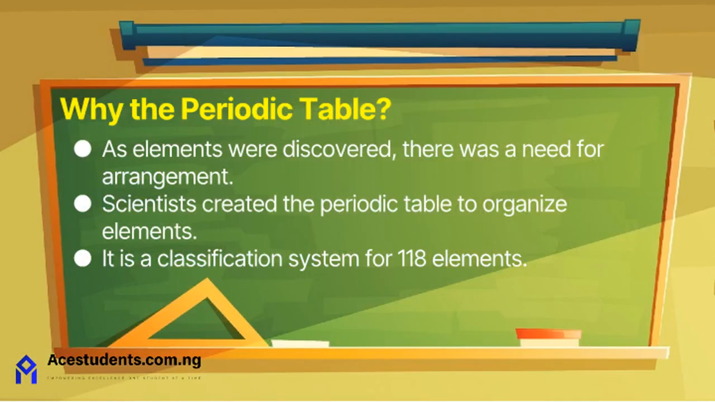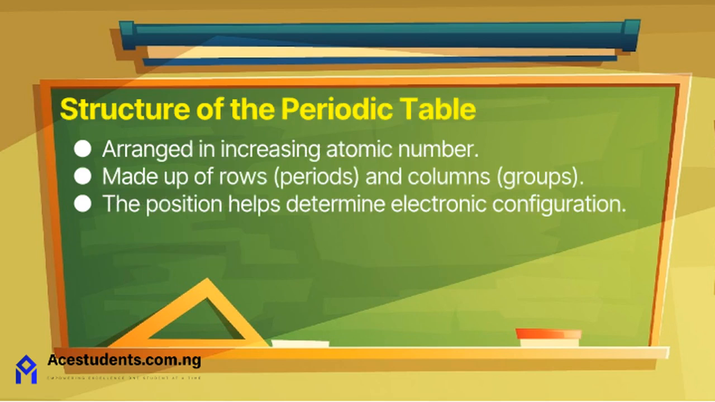When elements were being discovered, scientists realized the need to arrange them logically. This led to the creation of the periodic table, a classification system for all 118 known elements. The periodic table is arranged in order of increasing atomic number. It consists of rows called periods and columns called groups. The position of an element in the table reveals its electronic configuration.